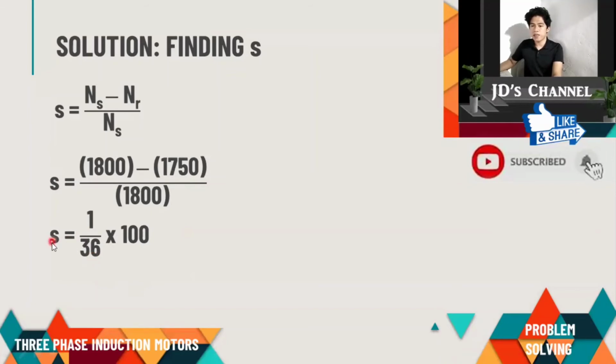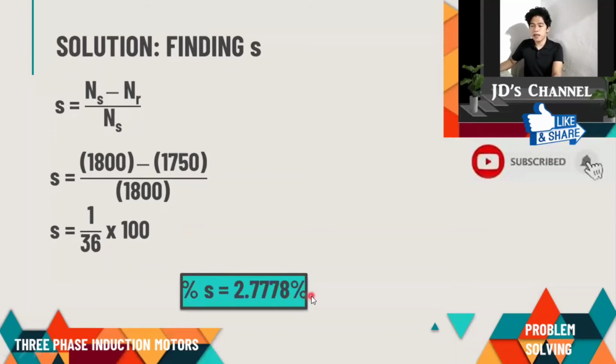So that is the value of S, and we need to have the percent slip. So i-multiply lang natin, class, by 100 para naka-percentage na ito. So the value of our percent slip would be, ayan, so percent slip is equals to 2.7778%. Ayan, naka 4 decimal na din po ito, class. So that is our answer para sa percent slip. So i-check natin kung tama yung ating sagot para sa final answer.